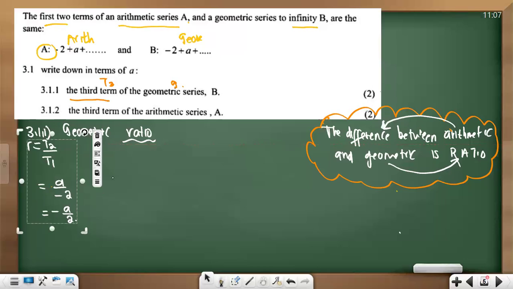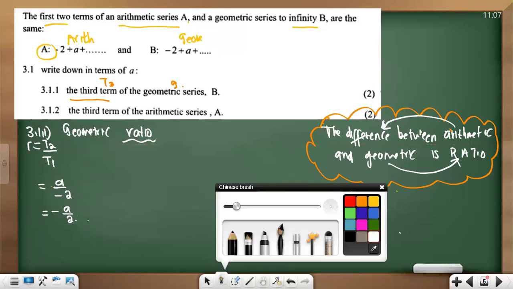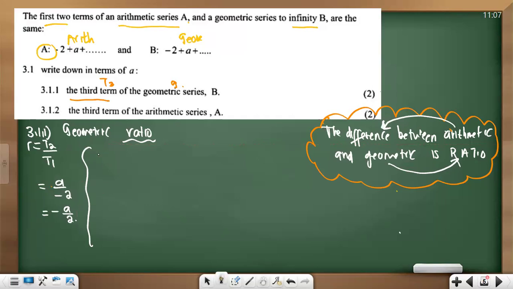I know my R now, but they said T3. Do you still remember our common ratio formula? T3 will be A times R to the power of 2. Do I know A, the first term? Yes, it's negative 2. Do I know the R? Aha, it is A over negative 2, all squared. I believe you can now do algebra. That will be negative 2 times A squared over 4.